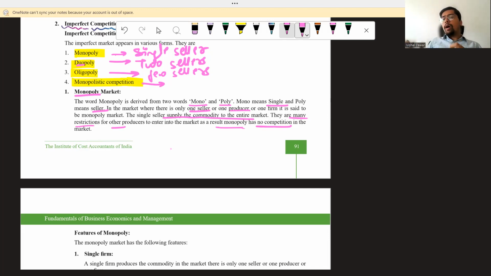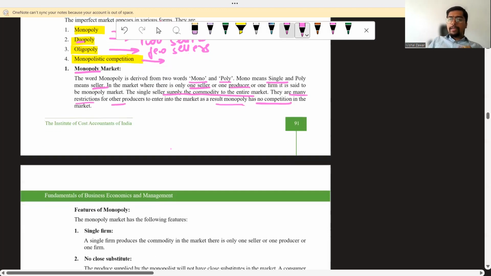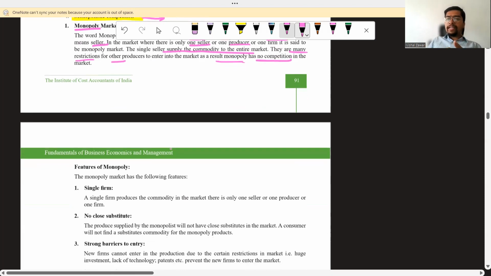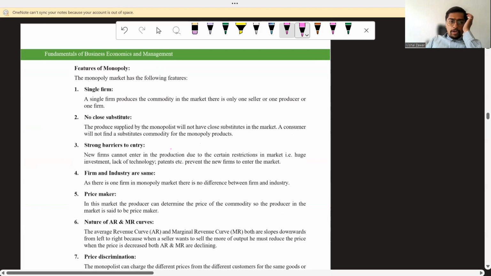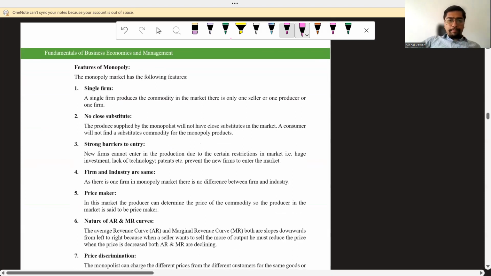So if I am a small firm which has liquidity issues, funds issues, coverage issues, I may not be in the position to compete with someone who is a giant in the market. So there are many restrictions when it comes to the monopoly market. He is the one who decides each and everything. He is the one who drives the market. So what are the features of monopoly?